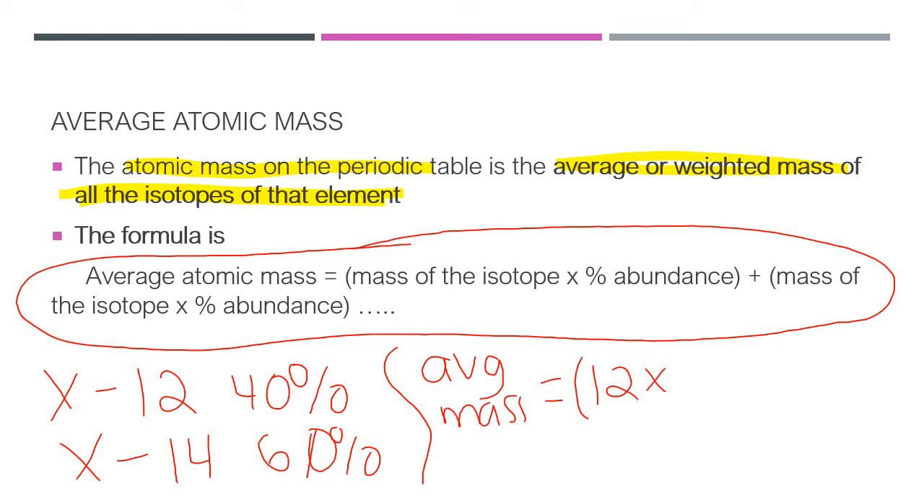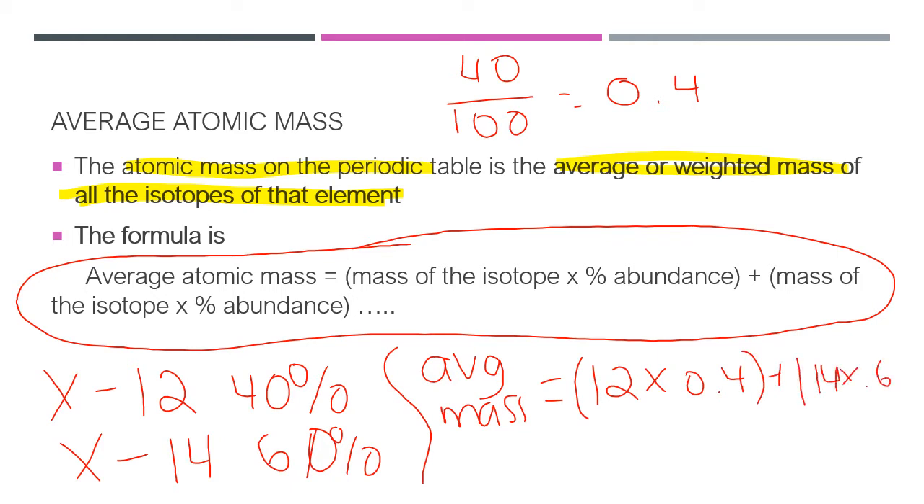its percent abundance. So you're not going to write, if you don't remember, 12 times 40. That percentage you need to change to a decimal. And if you don't remember how to change percents to a decimal, divide it by 100. So 0.4. So 12 times 0.4 plus 14 times 0.6.